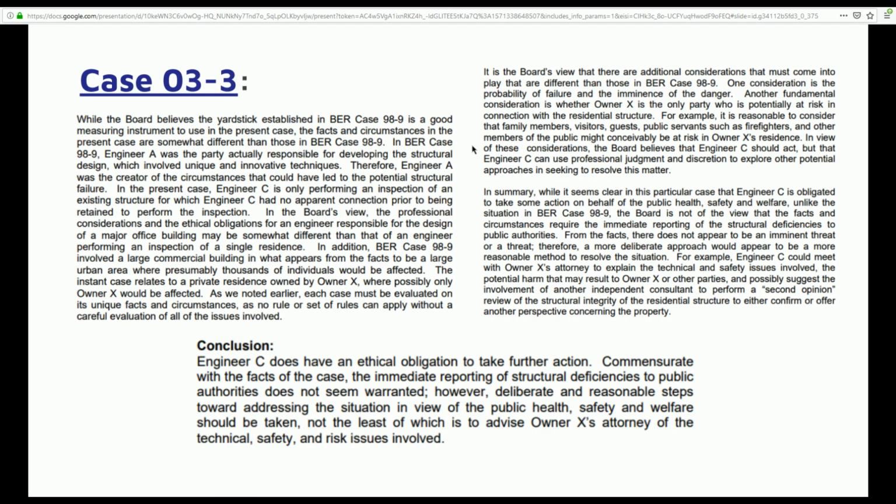the board is not of the view that the facts and circumstances require immediate reporting of the structural deficiencies to a public authority. From the facts, there does not appear to be an imminent threat. Therefore, a more deliberate approach would appear to be a more reasonable method to resolve the situation. For example, Engineer C could meet with Owner X's attorney to explain the technical and safety issues involved, the potential harm that may result to Owner X and other parties, and possibly suggest the involvement of an independent consultant to perform a second opinion. So this is not a whistleblowing level situation.